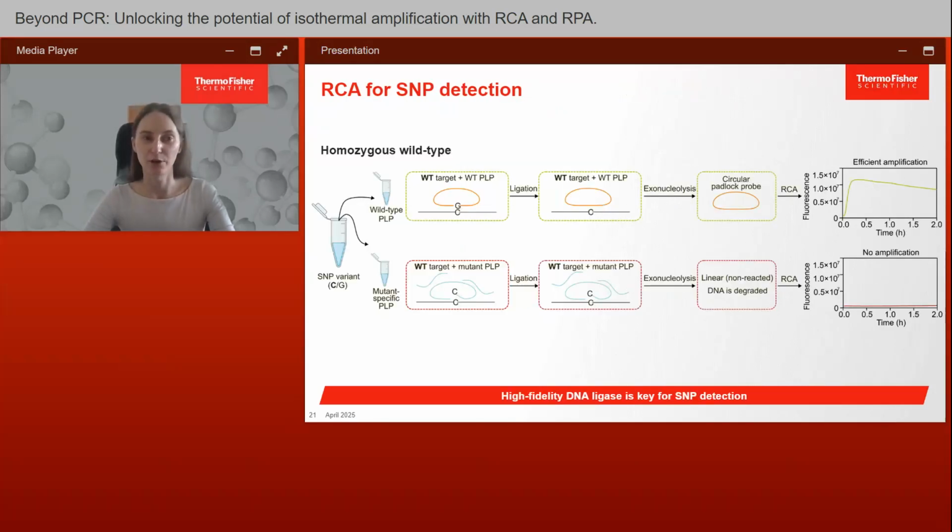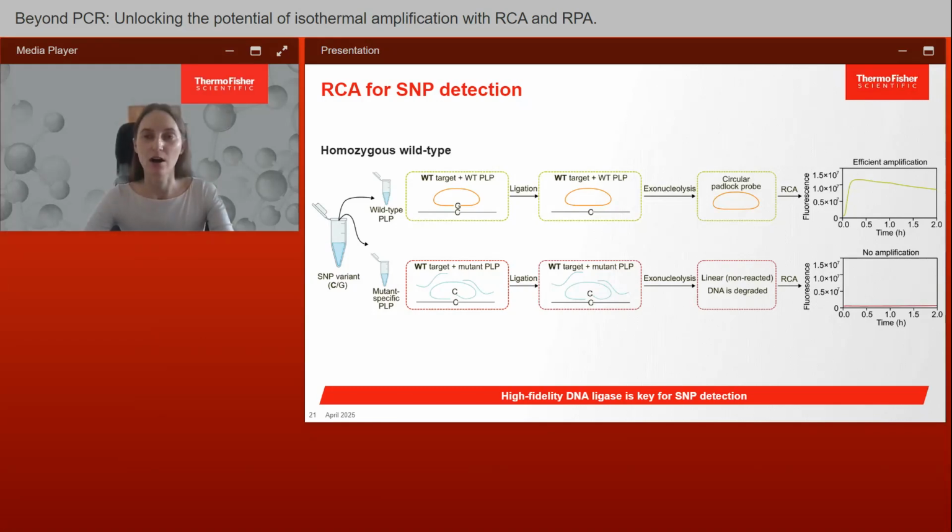And here is how it works. We begin by designing 2 specific oligonucleotides called padlock probes, or PLPs. One is complementary to the wild-type SNP allele, and the other to the mutant allele. The specificity of each padlock probe is defined by its 5' and 3' ends, which must be fully complementary to the SNP region of interest. Let's say we're analyzing a SNP locus that can contain either C or G, as shown in the figure.